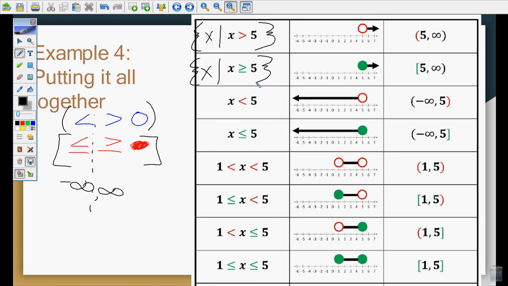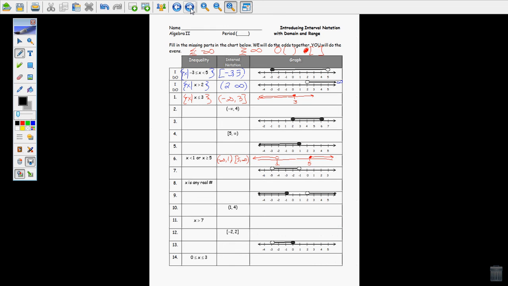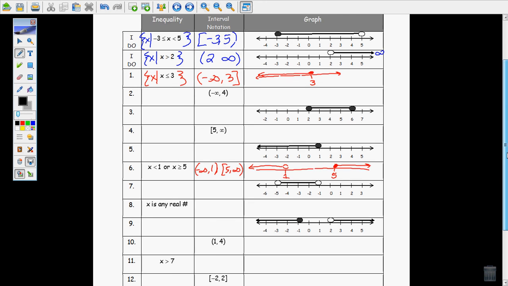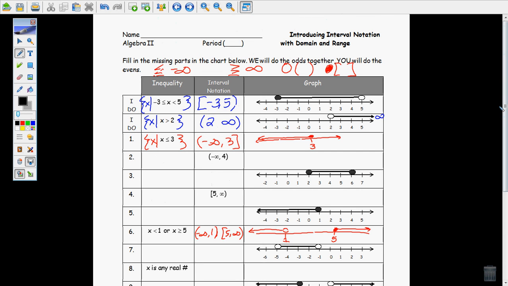So your paper that you have, this guy, I've done some for you, so we can talk about them. On my paper, I wrote my little things to help me remember. I did the I do together with me, and I did numbers 1 and 6 for you.